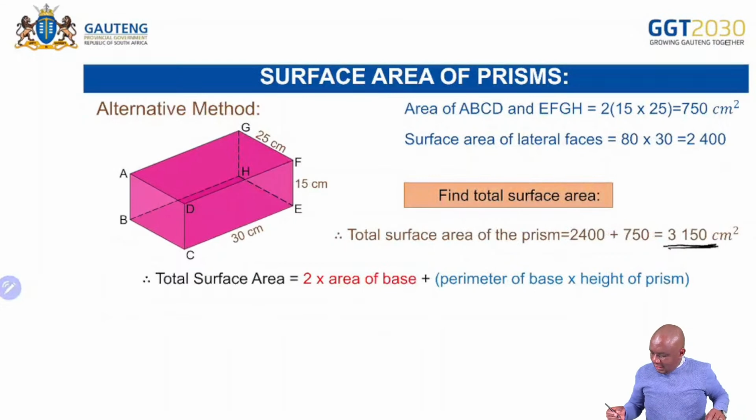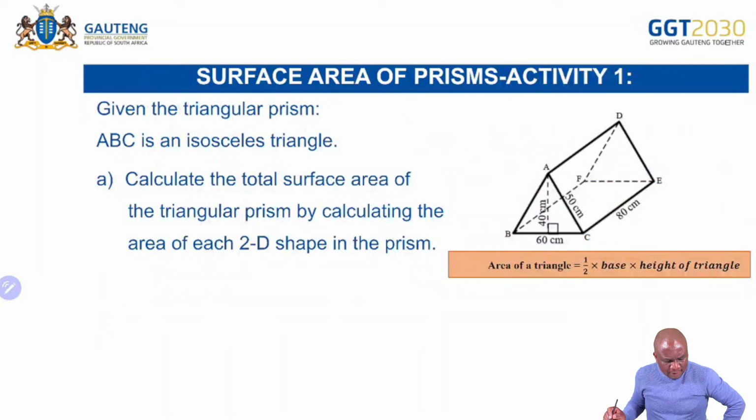Welcome back. Now let's go to the activity. Don't worry, it's going to be a very easy one. Given triangular prism ABC is an isosceles triangle. Let me give you a clue. It means this one is going to be 50 centimeters in an isosceles triangle. Calculate the total surface area of the triangular prism by calculating the area of each 2D shape in the prism.